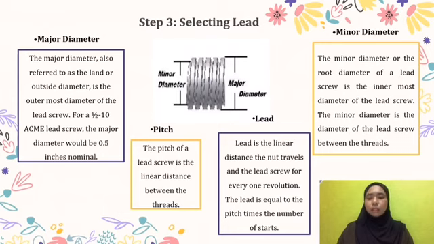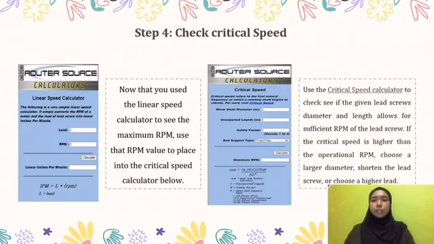Minor diameter. The minor diameter, or the root diameter, of a lead screw is the innermost diameter of the lead screw. The minor diameter is the diameter of the lead screw between the threads. Step 4. Check critical speed. Now you use the linear speed calculator to see the maximum RPM.